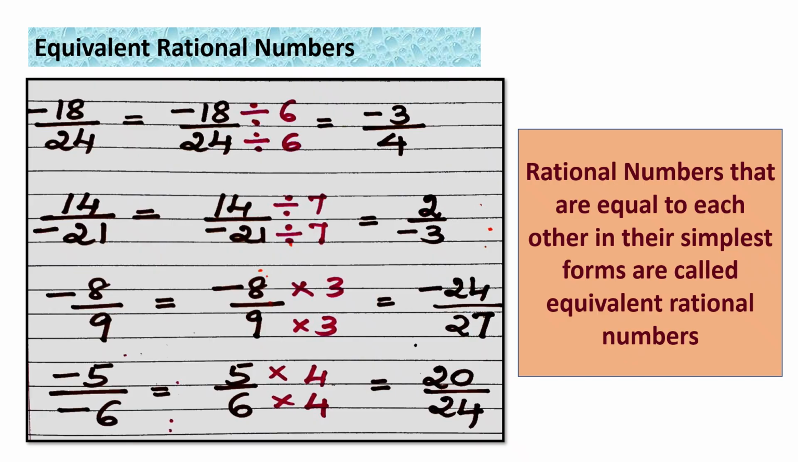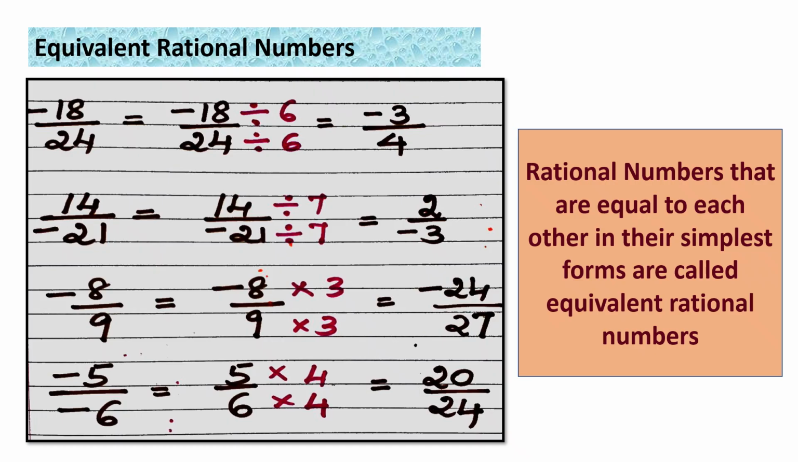First, let's recollect the equivalent rational numbers. Rational numbers that are equal to each other in their simplest forms are called equivalent rational numbers. Consider the example minus 18 by 24. When it is divided by 6, the HCF of 18 and 24, we get minus 3 by 4, which is the simplest form, also the standard form of the rational number.